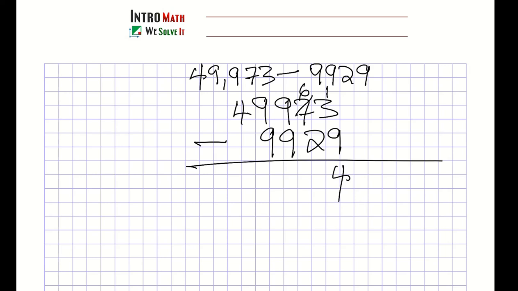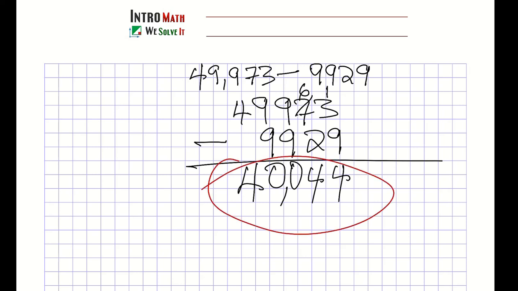And then you continue. 6 minus 2 is 4. 9 minus 9 is 0. 9 take away from 9 is 0. I keep saying minus, but it's the same thing. And then you bring down 4. That's our answer right there. It's 40,044. That's it. That's your answer right there.